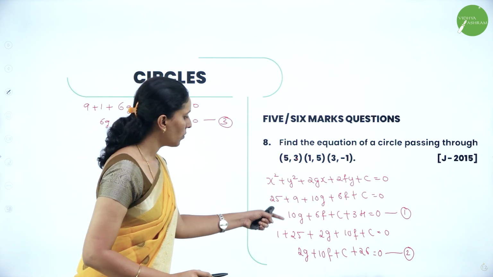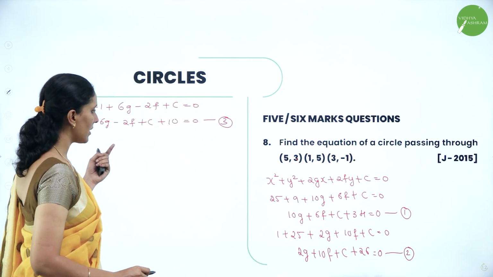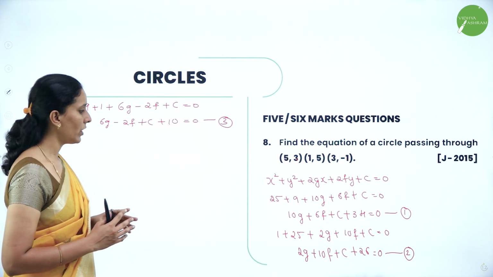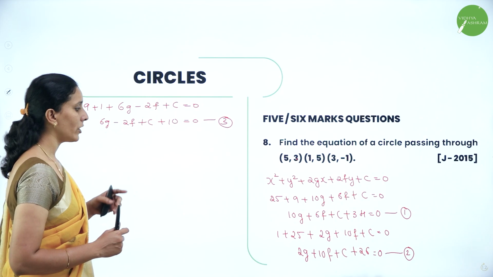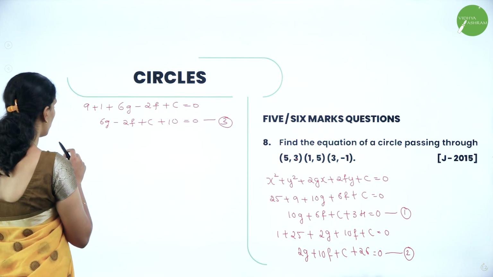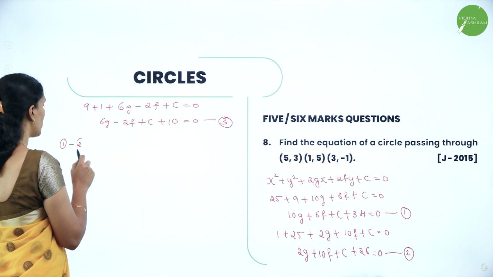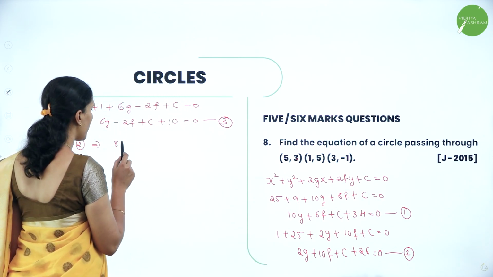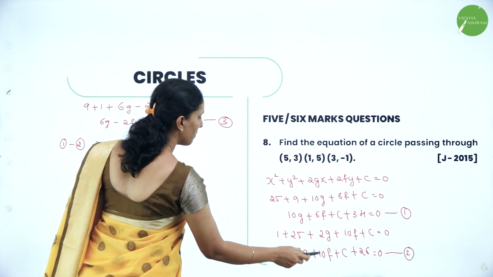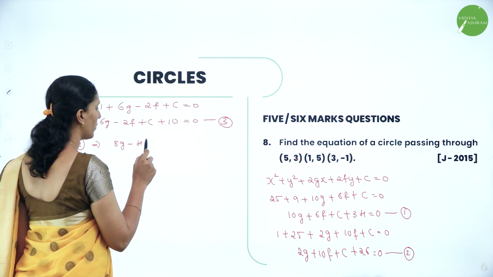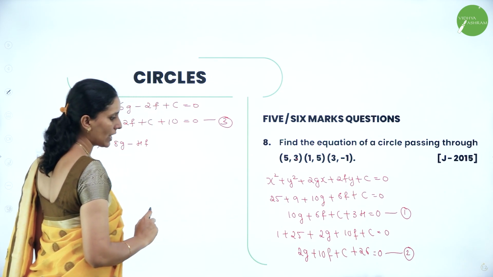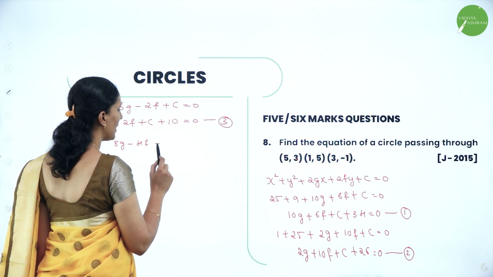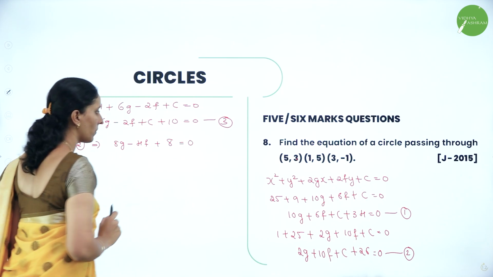Now observe equation 1, 2 as well as 3. So subtract simultaneously any two of the equations. So let us take equation 1 minus equation 2. So this implies 10g minus 2g, 8g. 6f minus 10f, minus 4f. C minus c gets cancelled. 34 minus 26, we'll get plus 8 is equal to 0.